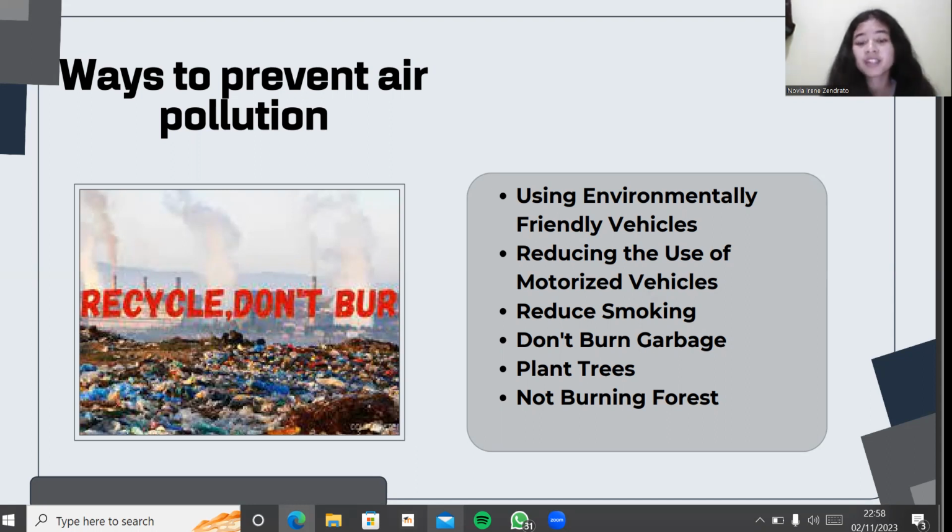And don't burn garbage. The burning of garbage can increase the air pollution. You know, the smoke will go up to the sky and go anywhere. And then plant trees. So when we plant so many trees, it will help to reduce the pollution in the air. There will be so much oxygen, and we will have good quality air. And then not burning forests. Actually, we know why we can't burn forests, because the effect is really big. So don't burn forests. Next slide.